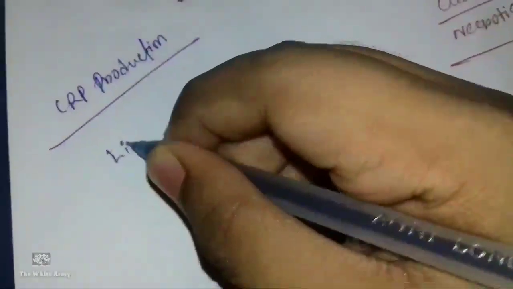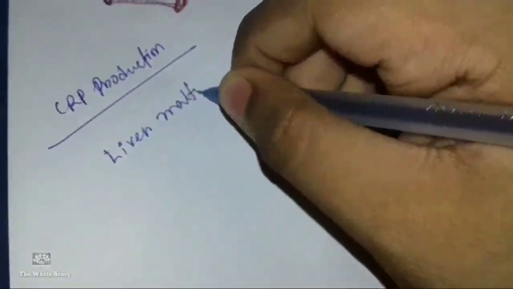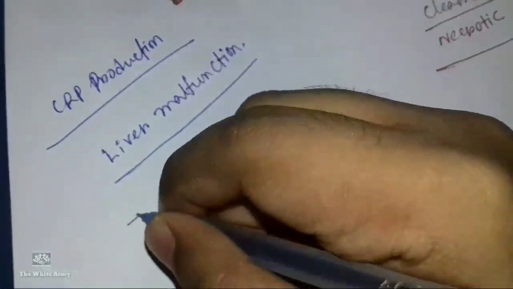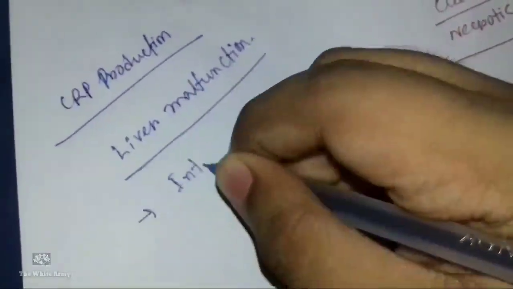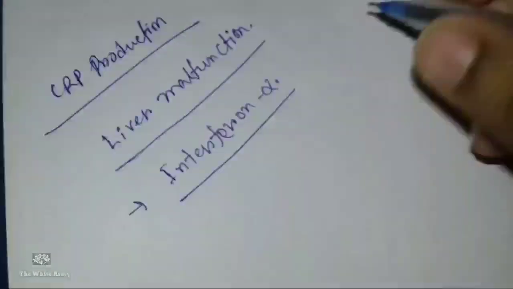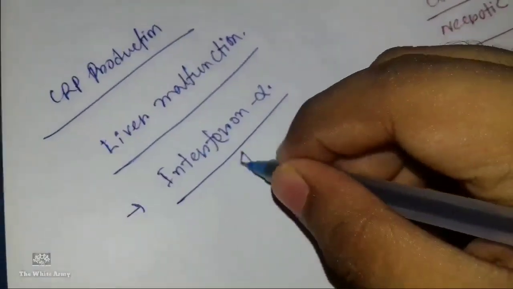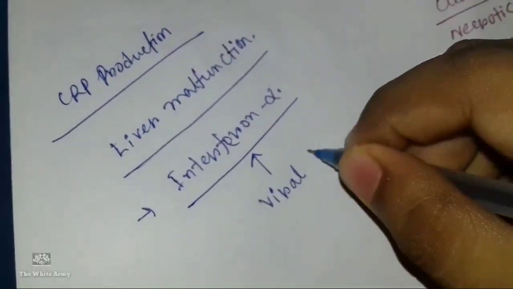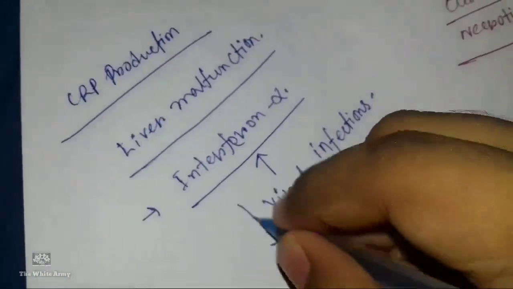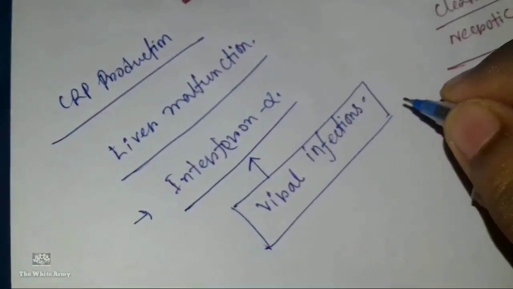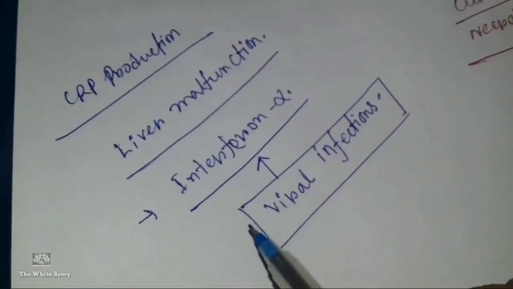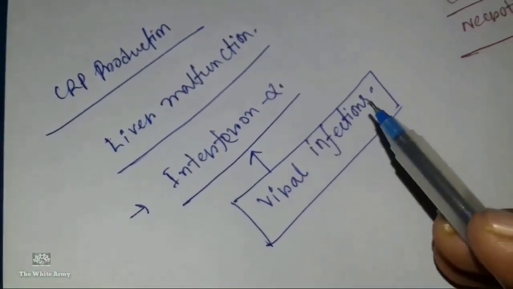Now, one of the factors is liver malfunction or liver failure, and another very important cause is interferon alpha, which interferes with the production of CRP by the liver. Interferon alpha is found in viral infections. So this is why CRP is a very important compound in our body to be assessed to differentiate between viral infections and bacterial infections.